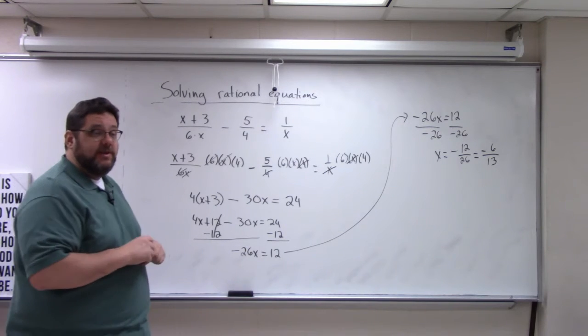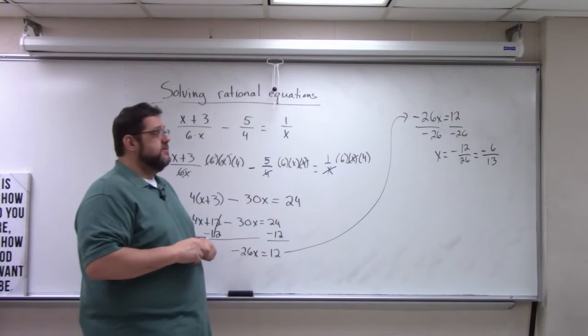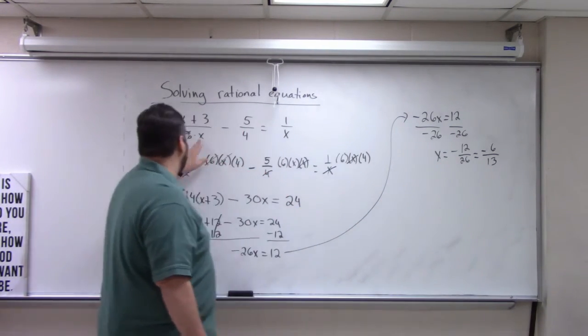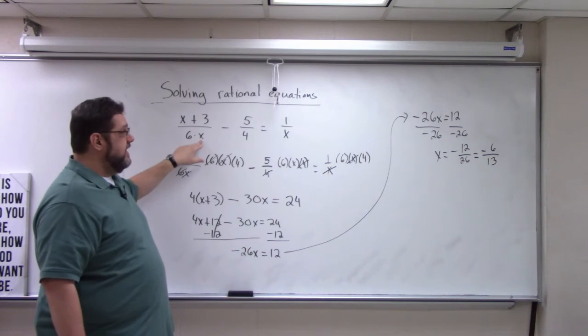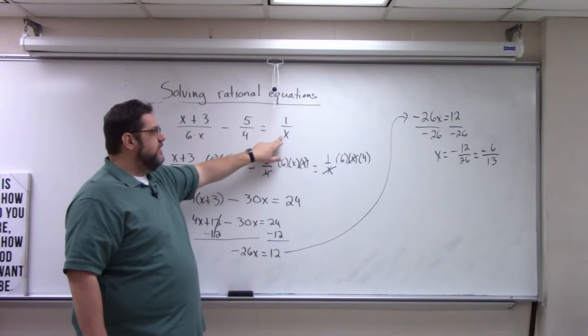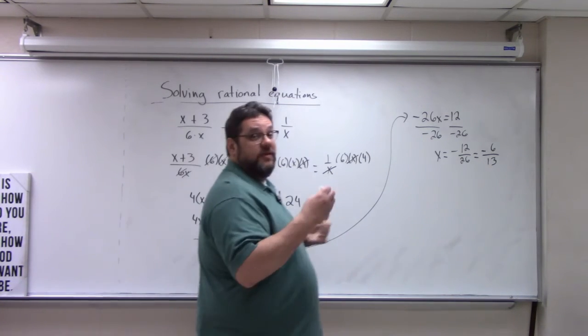The last thing we need to do, remember always, is to check for zeros in the denominator. If I take this negative 6 over 13 and plug it in here, 6 times negative 6 over 13, well, it's not 0. And if I plug it in there, obviously I'm not going to get 0. So this one's good.